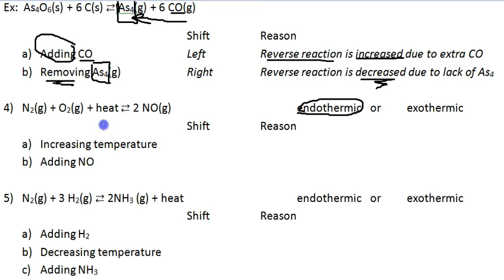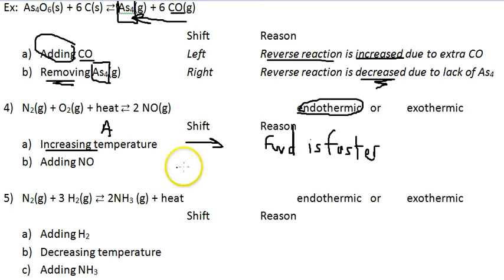So when we increase temperature, we're changing the heat. We're changing the left side. So since we're changing the left side, we know that we are dealing with a forward reaction. And we're increasing it, so we know we're making that forward reaction faster. So we're increasing the rate of the forward reaction, so this is going to cause a shift to the right because the forward reaction becomes dominant until they return to equilibrium.